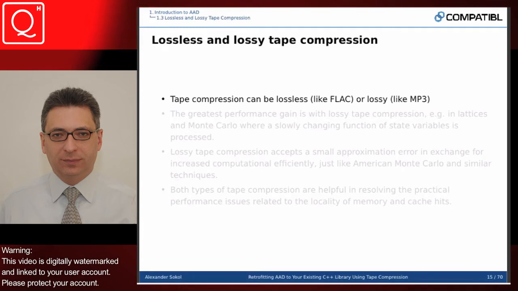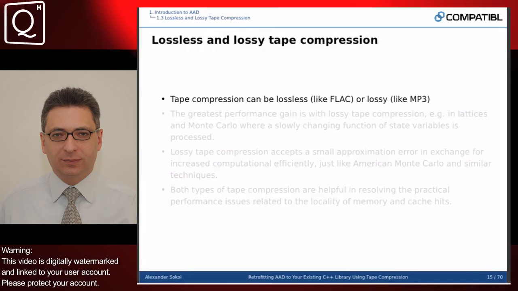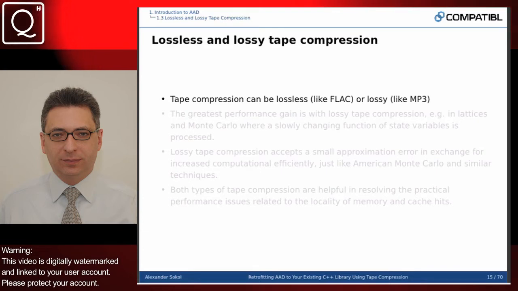Okay, and tape compression can be lossless, like the FLAC audio codec, right? That reduces audio size without changing any bits. Or lossy, like MP3, better compression, but causing some quality loss. Okay, so just as an example of how this works for AD, lossless tape compression is, for example, when you have an array, you can record the whole array in a single tape slot.